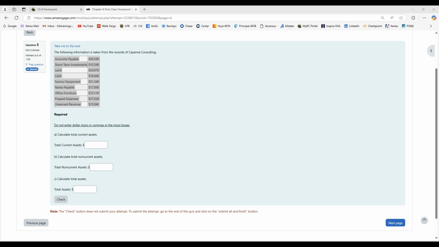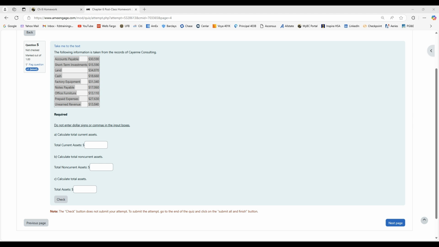Okay, and what we want to do here is just look at these. So accounts payable is a short-term liability. Short-term investment I'll call a current. That's the proper terminology, technically speaking, current versus non-current. So land is a non-current asset. Cash is a current asset. Factory equipment is a non-current asset.